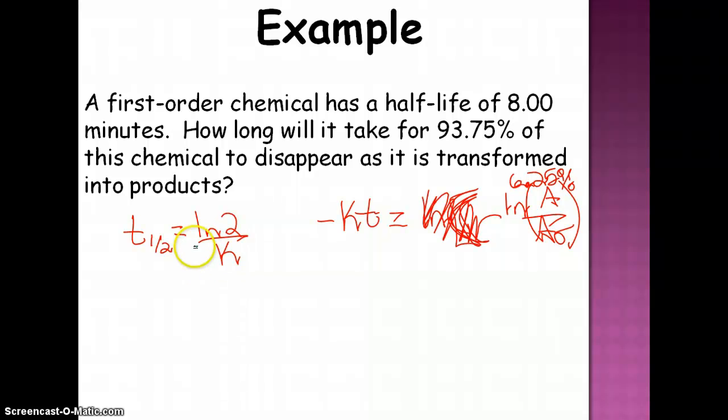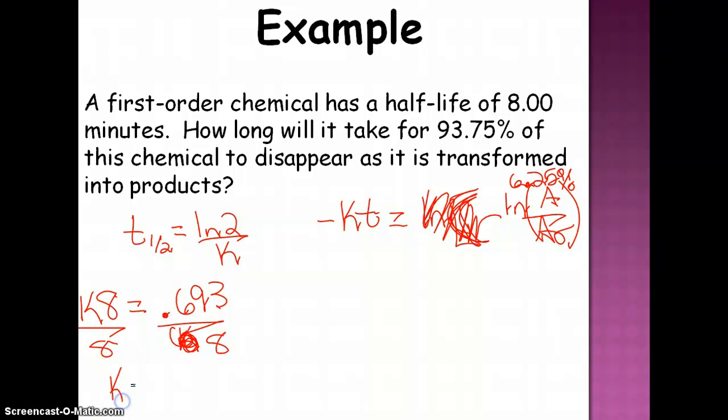First let's deal with finding K, because we know the half-life is 8 minutes. So we have 8 equals natural log of 2, which is 0.693, over K. We cross multiply that K up, and then we divide by 8 on both sides to get K by itself. So we end up with 0.693 divided by 8 is equal to K. So our K is 0.0866.